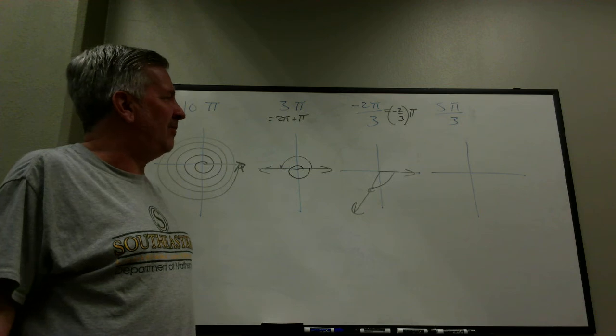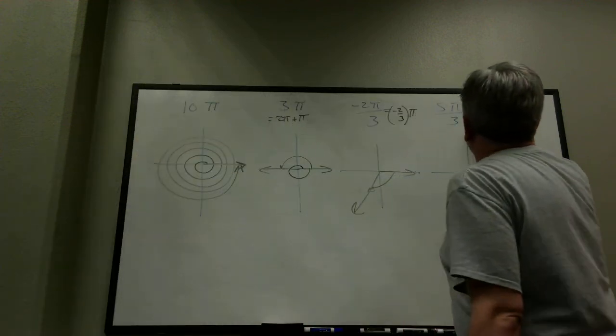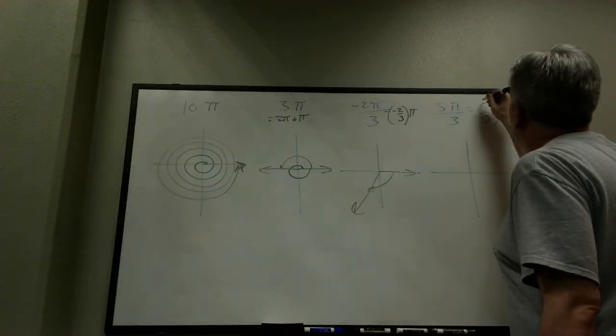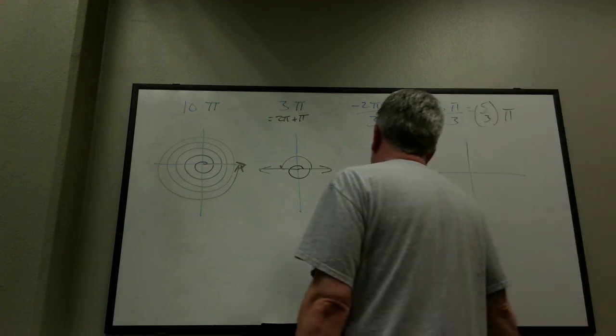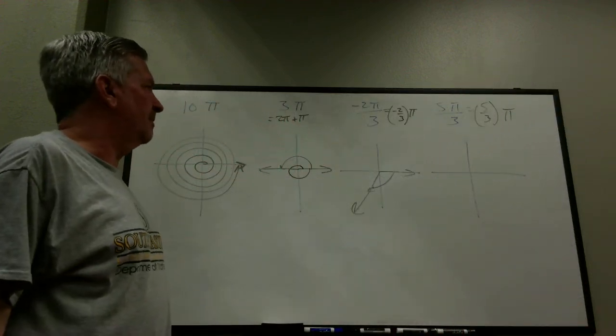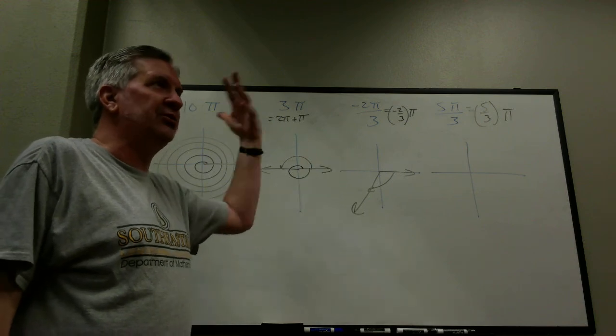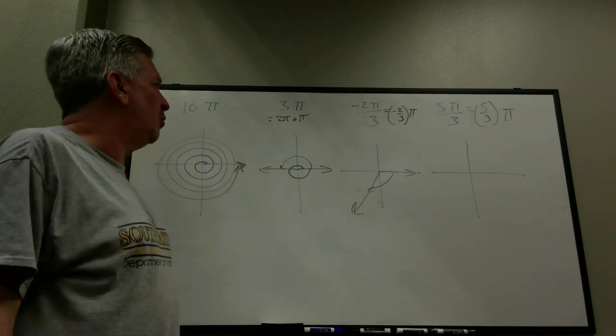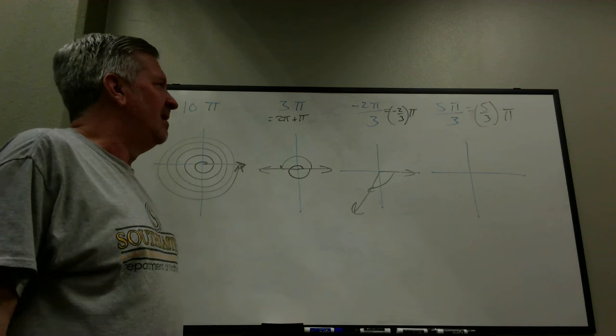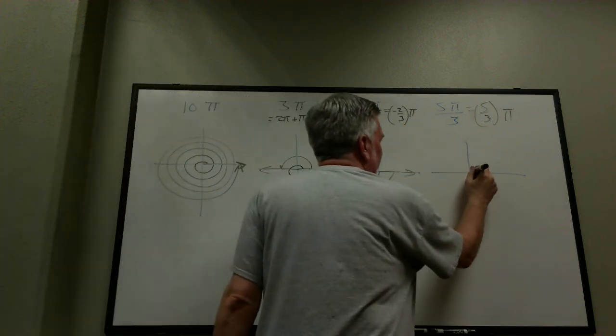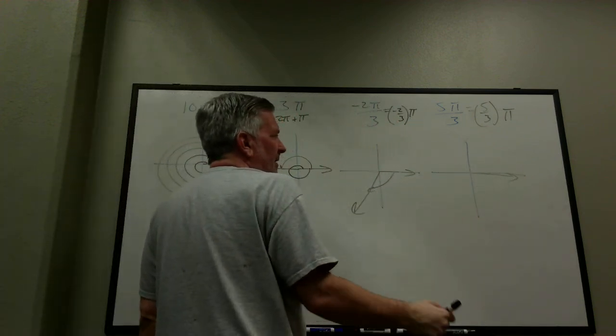Now what about 5 pi over 3? I want to do the same thing. Let me think of this as 5/3 pi. Now again, I'm going to think of the 5/3 as a mixed number, 1 and 2/3. So 1 and 2/3 pi. Well, where's that going to be? Well, it's a positive angle, so we're going to go counterclockwise.